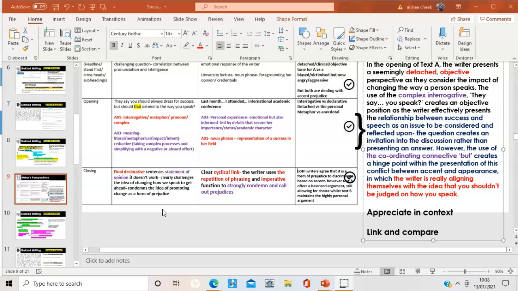Okay, so the last bit we were just looking at then is this idea of the detached objective, but actually through that use of the but, the writer is really aligning themselves with the idea that you shouldn't be judged on how you speak. They are beginning to demonstrate a little bit more of a biased opinion, a personal opinion actually, but in a more discreet way. So when it comes to this appreciating context, then there is again place here for variation. Okay, now context could be, let's put it back into the context of the BBC website. Let's put this back into the context that this is the opening of the article.